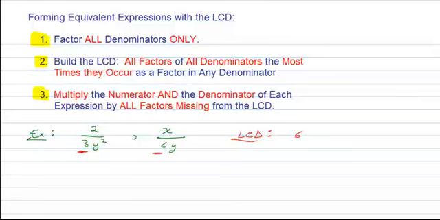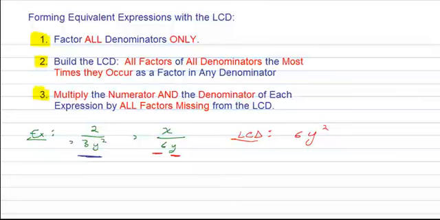Looking at the variable part, we have y to the second power in the first expression, so we know that has to be there. But we need to look at the second expression. That also contains y as a factor, but only 1, so the most it occurs is 2, so we only need 2. Okay, now I need to multiply by what is missing. Variable-wise, I'm not missing anything. However, I do need to multiply by 2 to get that 6.